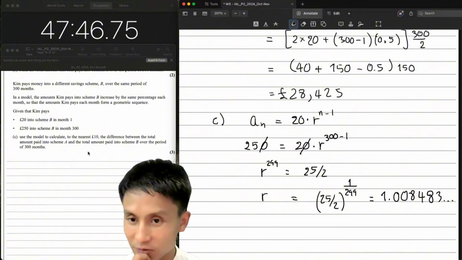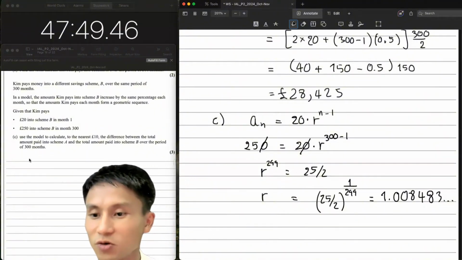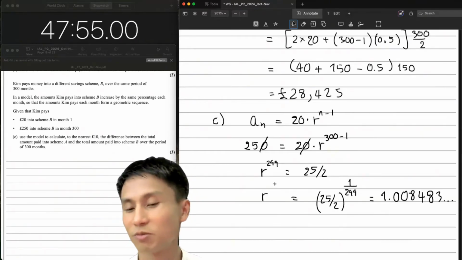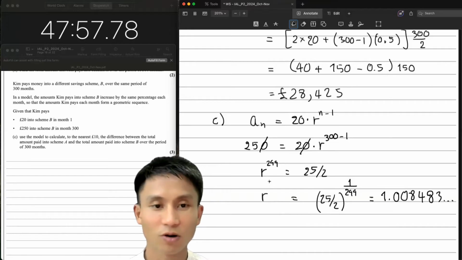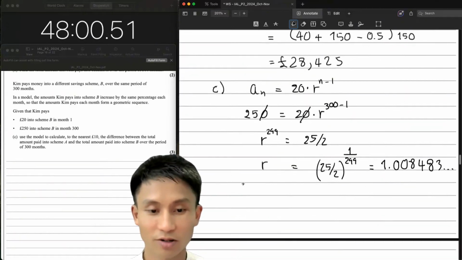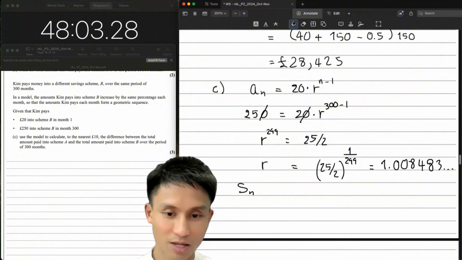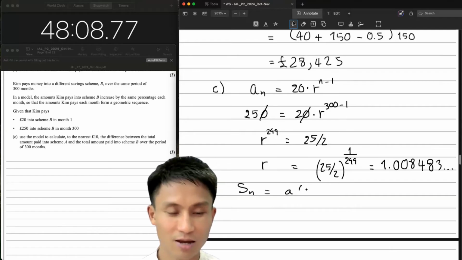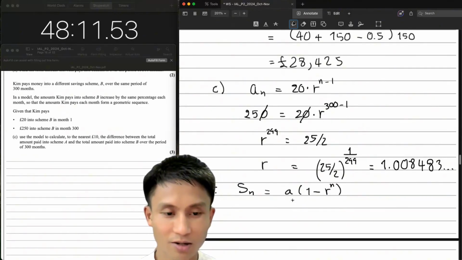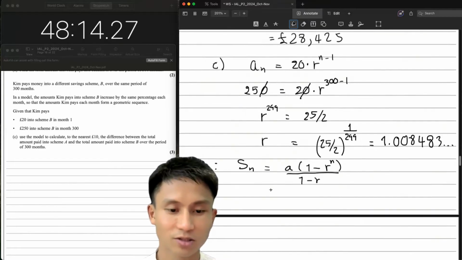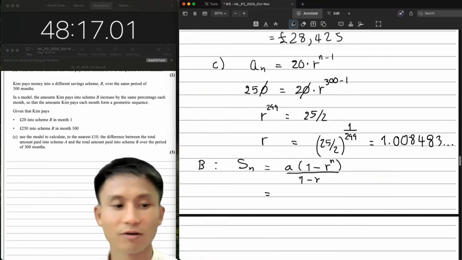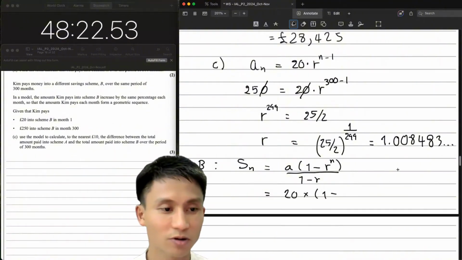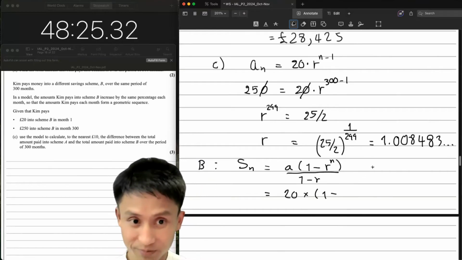Use the model to calculate, to the nearest 10 pounds, the difference between the total amount paid into scheme A and the total amount paid into scheme B over a period of 300 months. So we already got that for the first scheme. We just want the second scheme here, S_N for scheme B, right? So scheme B, the formula is A times 1 minus R to the N over 1 minus R. That's just the formula for the sum of a geometric series. A is the same, 20.